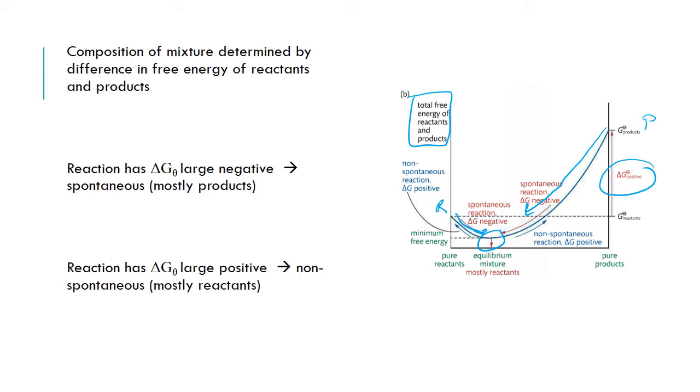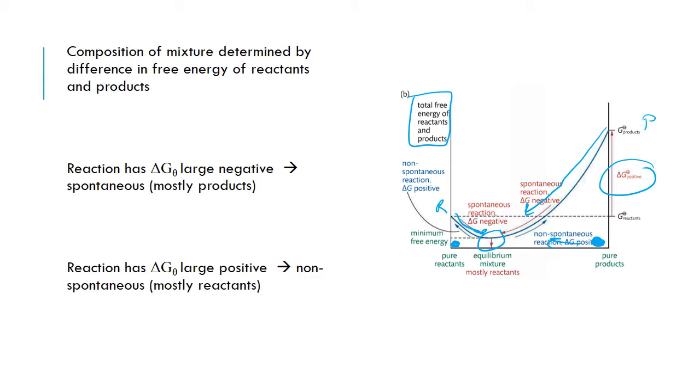If delta G is equal to or more negative than -30 kilojoules per mole, the reaction goes almost to completion, so your free energy is going to be almost completely at products. And then we move in this direction to delta G equal to positive 30 kilojoules, which means we have no free energy available for that reaction.